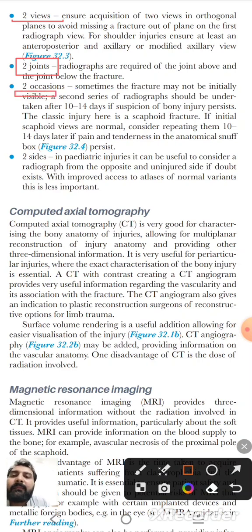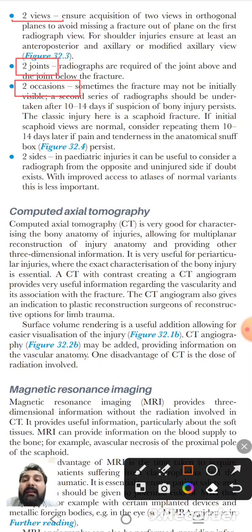Two occasions. Sometimes the fracture may not be initially visible. A second series of radiographs should be undertaken after 10 to 14 days if suspicion of bony injury persists. For example, patient gave history of fall onto an outstretched hand. In the first X-ray, there is no fracture seen, and still patient complains of pain in the anatomical snuff box after 10 to 14 days have passed. Then we should repeat the X-ray. If initial scaphoid views are normal, consider repeating them 10 to 14 days later if pain and tenderness in the anatomical snuff box persists.